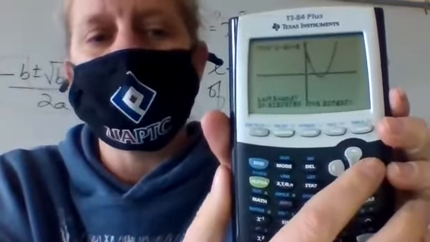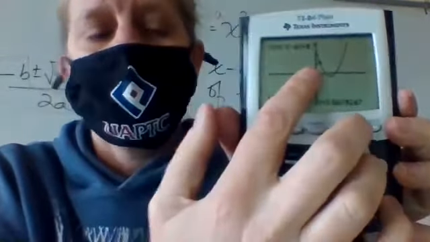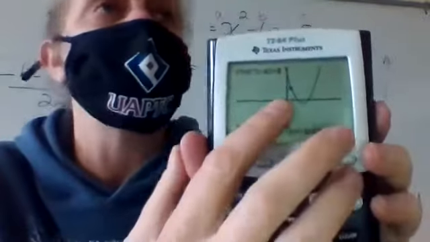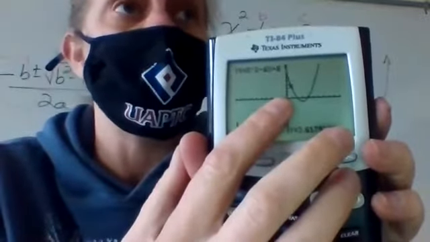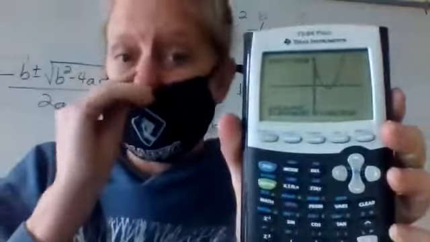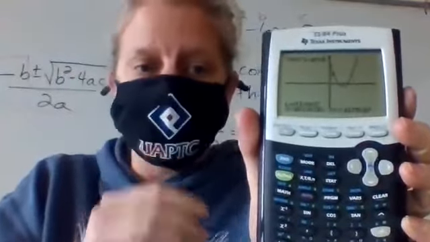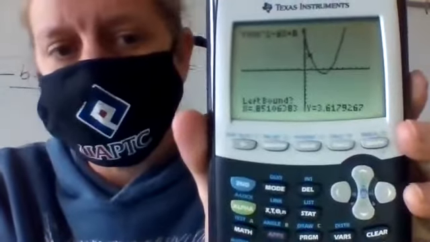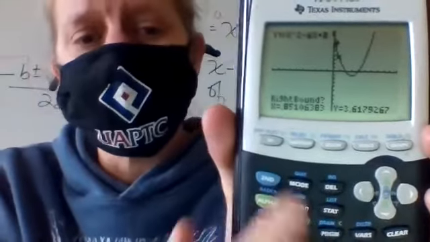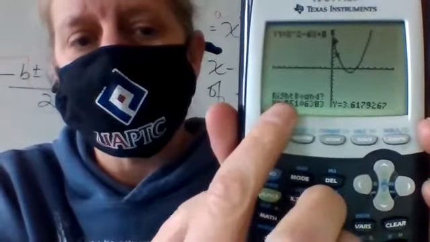So do you see the cursor? Is it on the left side of the parabola? It is, right where it is. It doesn't matter where on the left, anywhere on the left. So just hit enter. The second thing it's going to ask you is, is your cursor on the right?